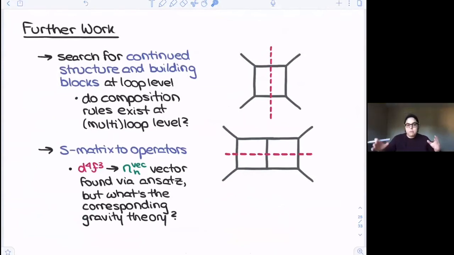Okay, so what's up next for us? We're going to continue looking for this sort of structure and small number of building blocks at loop level, hoping to see composition rules at multi-loop level as well. We're also interested to see how we go from our S-matrix predictions back to operators. As a specific example, in those contact corrections, D4F3 is crying out to be replaced by a vector that obeys D4F3 hybrid constraints. We have found that sort of vector via an ansatz, but the question remains, what's the corresponding gravity theory when you make this replacement in the double copy?